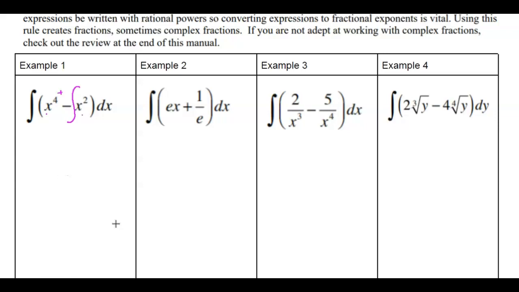So I'm going to add 1. And until you get used to this, you might write that for yourself to help you remember. So add 1, and then we divide by that same power. The minus stays, and then I'm going to add 1 and divide by it. And you get 1 plus c at the end. Notice when I integrate, that integral symbol goes away and the dx goes away. Okay, we don't keep that there.